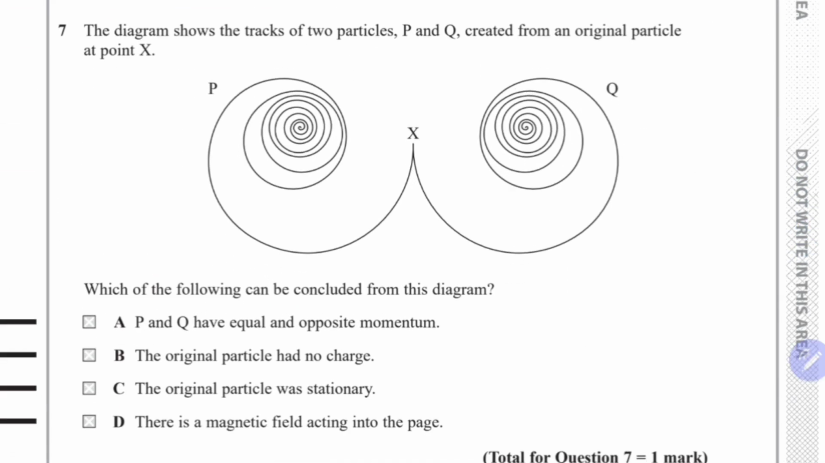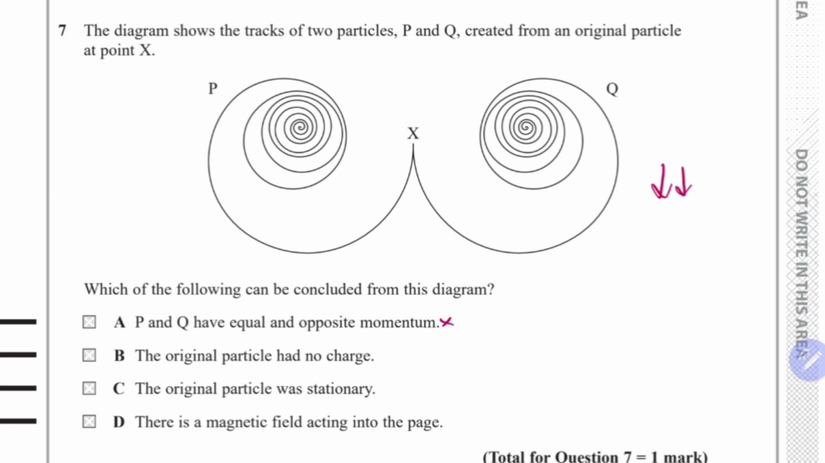Number 7. The diagram shows the tracks of two particles P and Q created from an original particle at point X. Which of the following can be concluded from this diagram? Option A. P and Q have equal and opposite momentum. They do not move in opposite directions at point X, because if they did, the spiral would have gone downward. So this is not an option.